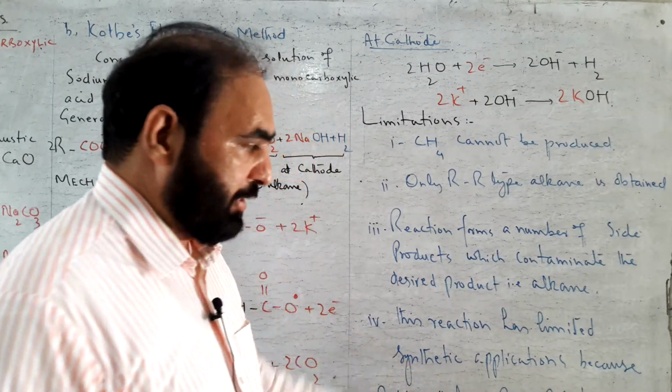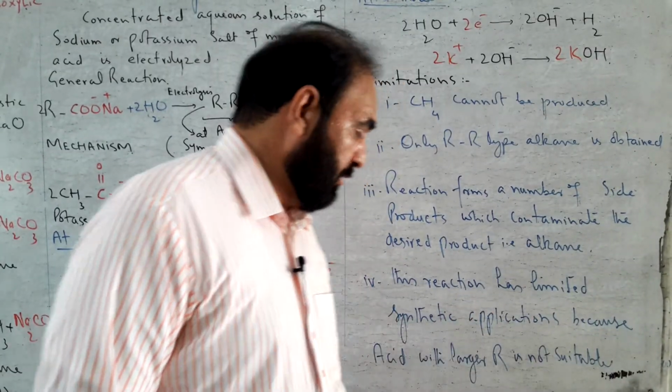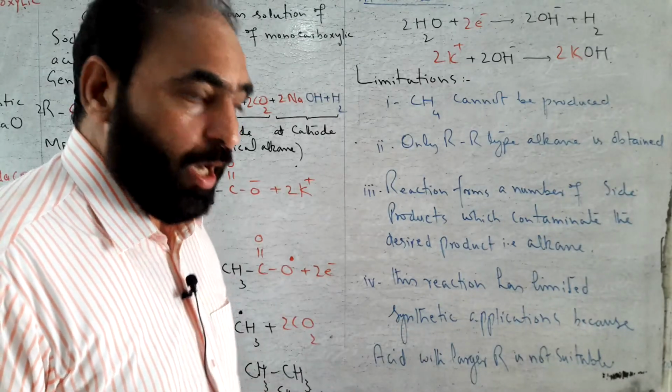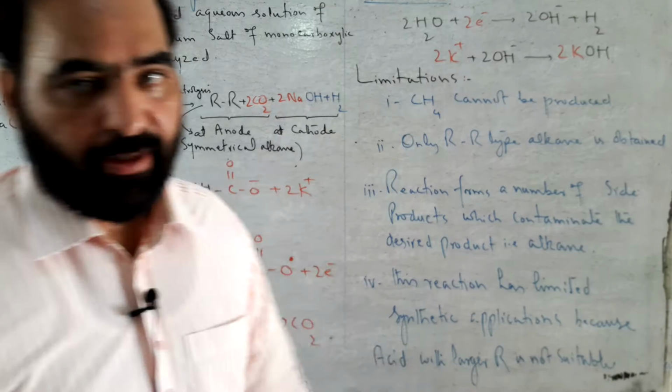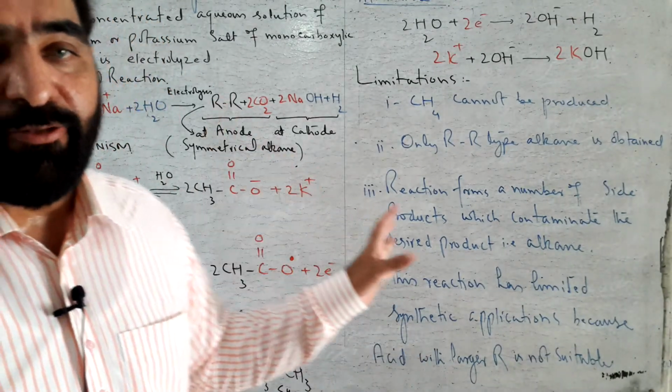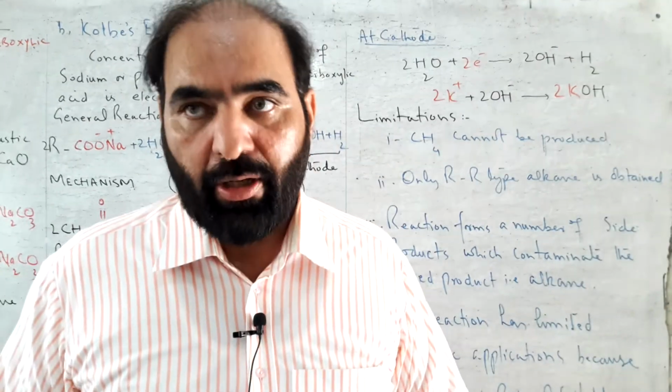And the third limitation is that a number of byproducts are also formed along with the desired product, due to which the reaction has a very serious problem: the main product alkane gets contaminated due to the formation of carbon dioxide along with alkane. This reaction has limited synthetic applications. Its fourth limitation is that monocarboxylic acid with larger R cannot be used for electrolysis. So this is the third method for the preparation of alkane. The remaining 2 methods will be discussed tomorrow. Inshallah. Allah Hafiz.